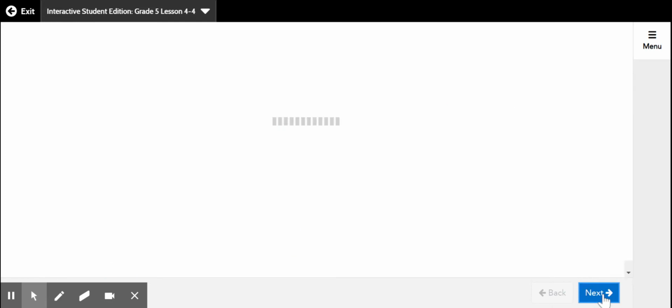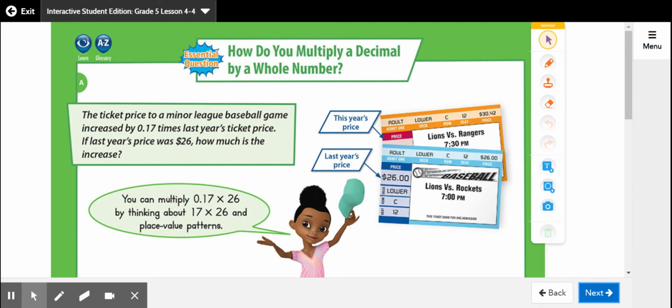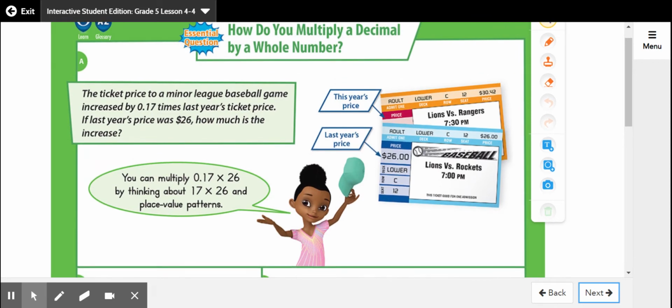All right, let's go to page 184. Okay. The ticket price to a minor league baseball game increased 0.17 times last year's ticket price, by 17 hundredths times last year's ticket price. So not very much. It didn't increase very much. It wasn't like 2 times. It's 0.17 times last year's ticket price. If last year's ticket price was $26, how much is the increase? I would say not very much.